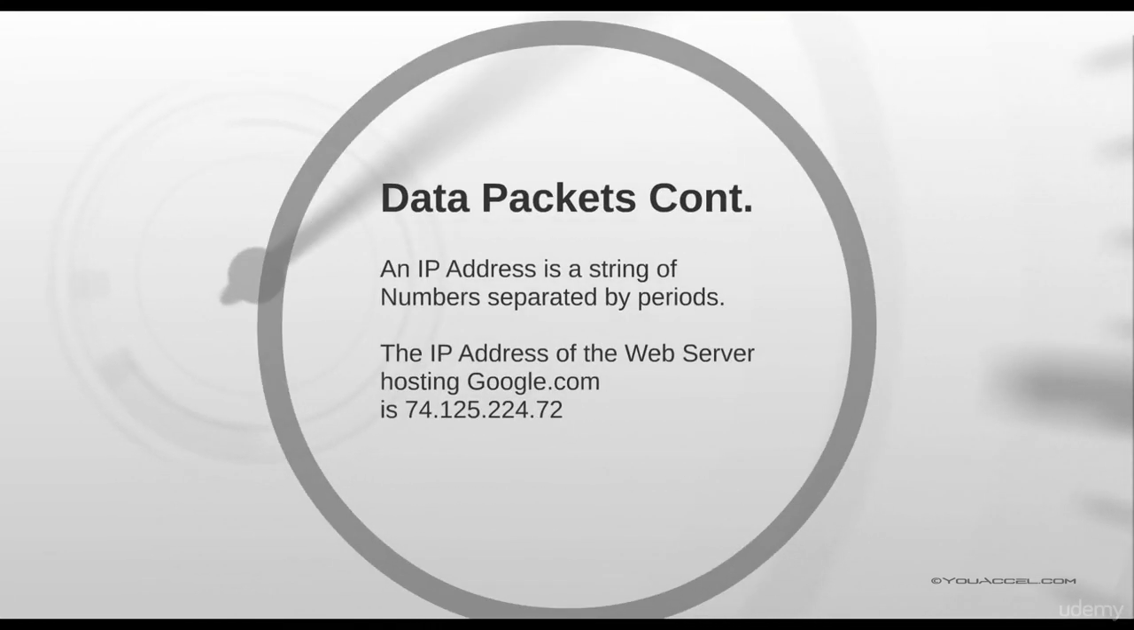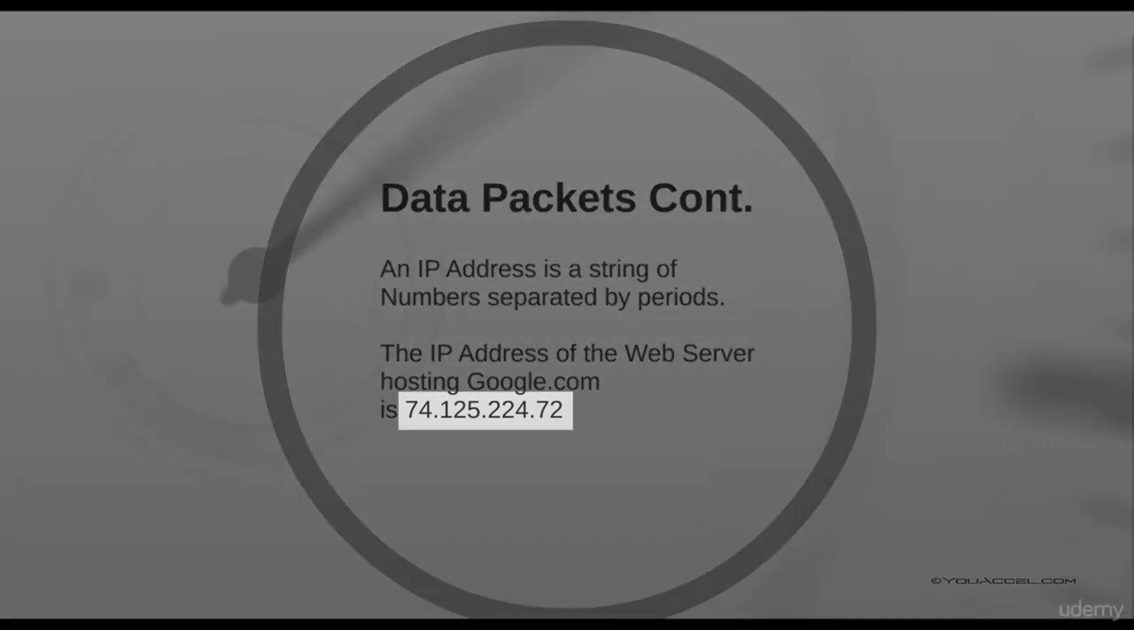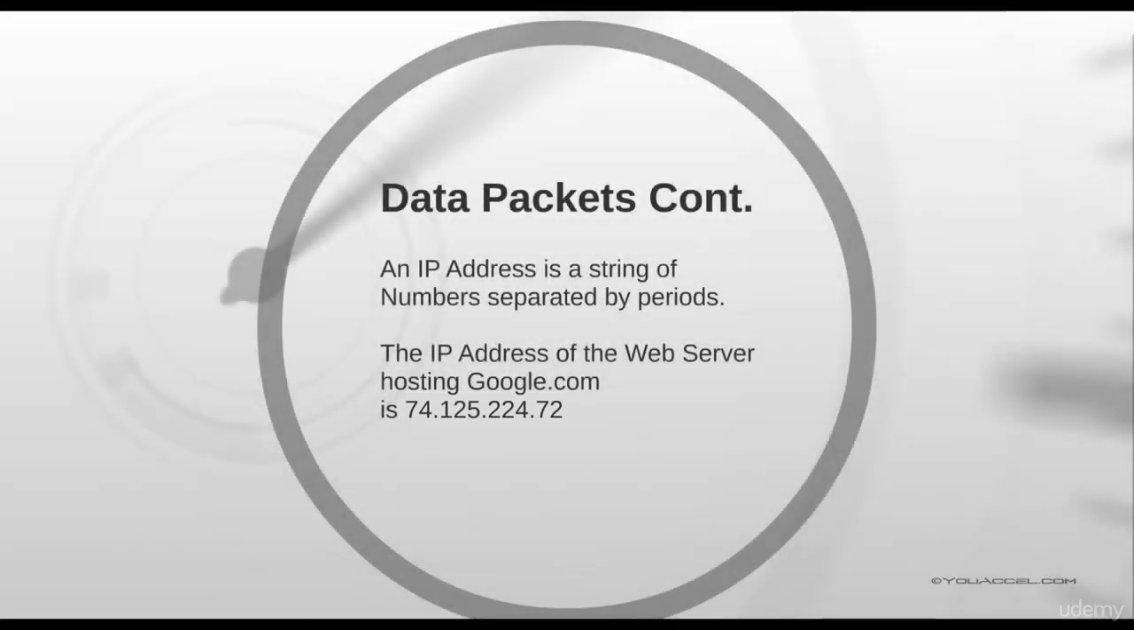An IP is a string of numbers separated by periods that identifies each computer that is connected to a network or the internet. For example, the IP address for Google.com's web server is 74.125.224.72. Each website has its own unique IP address. We'll discuss how this IP translates into Google.com later in this lesson.